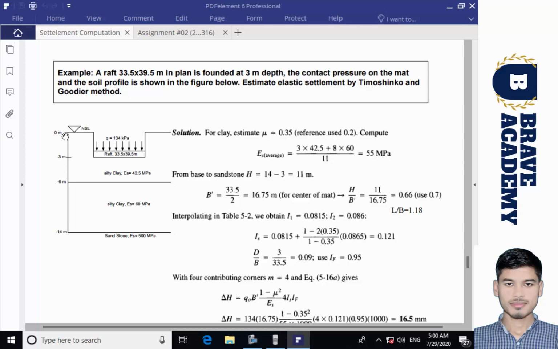This is the depth of foundation, depth of footing from 0 to 3 meters, and after that the first layer is silty clay. Es value is 42.5 megapascal, and for the second layer, that is from 6 to 14, that is also silty clay. Es equals 60 megapascal for that, and after that sandstone hard stratum, Es for that is 500 megapascal. For clay, estimate mu equal to 0.35. You can estimate the mu value.